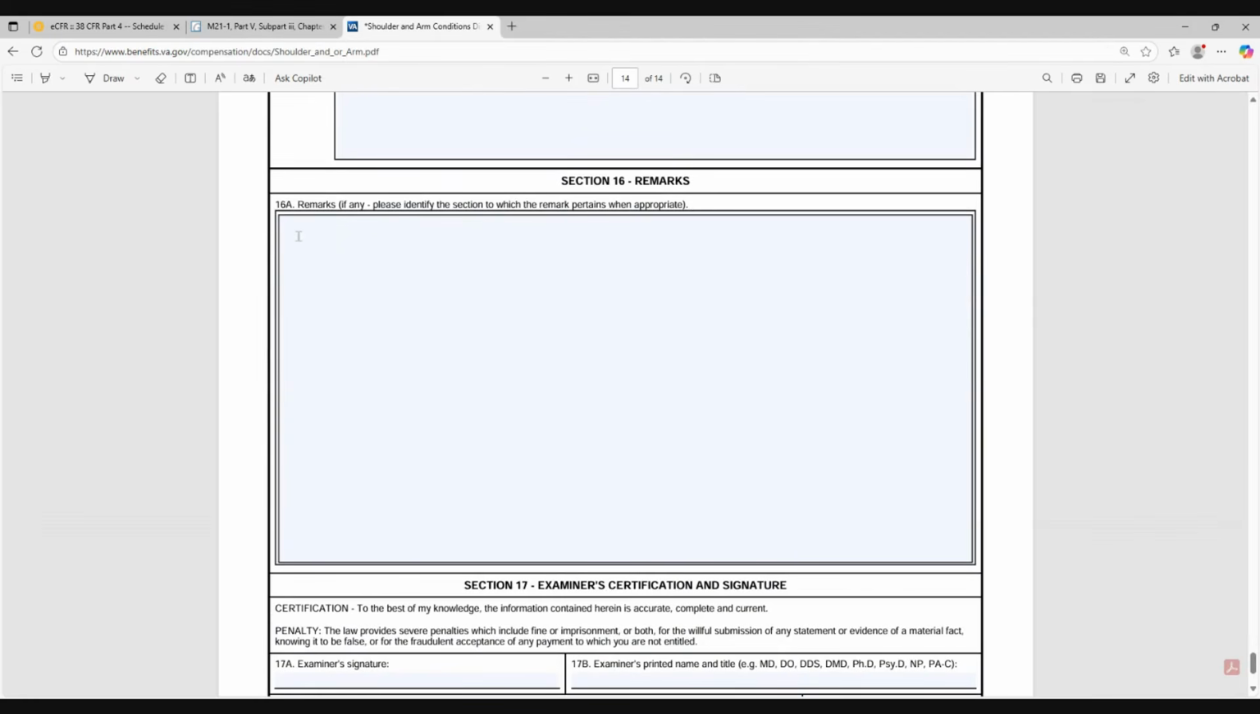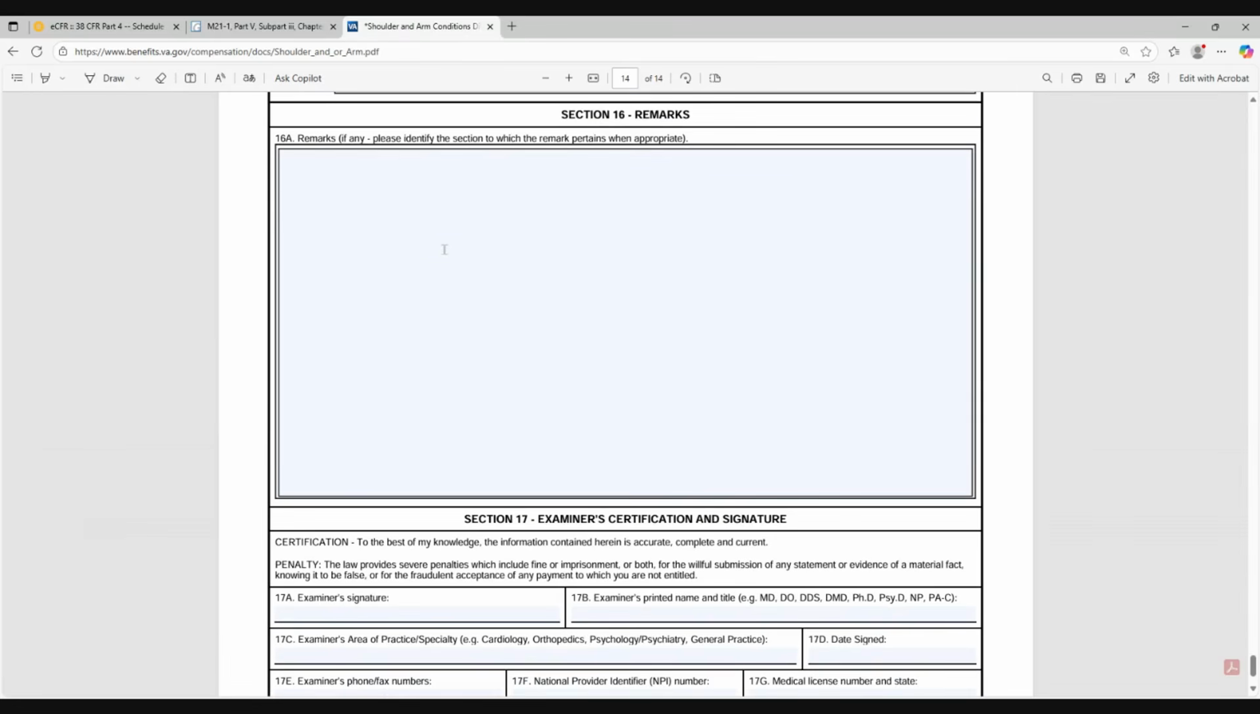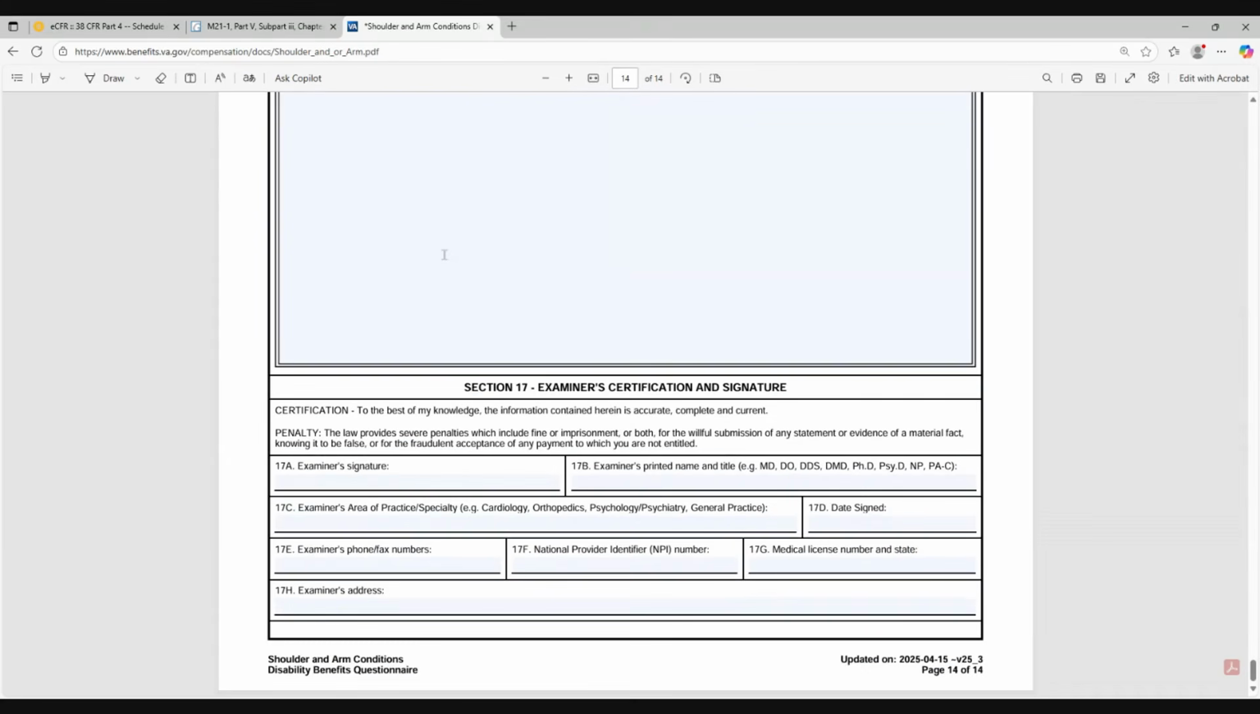But this is another section where you want to review the remarks, especially if you have a private DBQ. You want to make sure that all of your information is addressed, that it all matches up and it's all flowing in the right direction and that there's no conflicts in here, because sometimes the examiners can get things screwed up in their heads and write down or transpose something that makes no sense and goes against everything. And it just makes the rater have to defer it back and clarify.